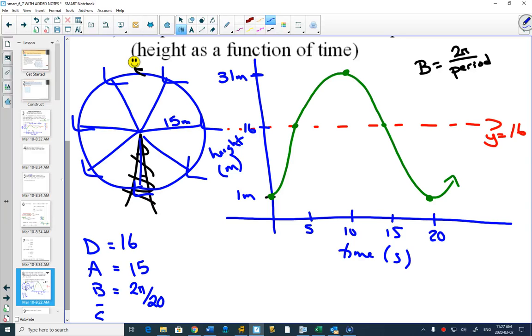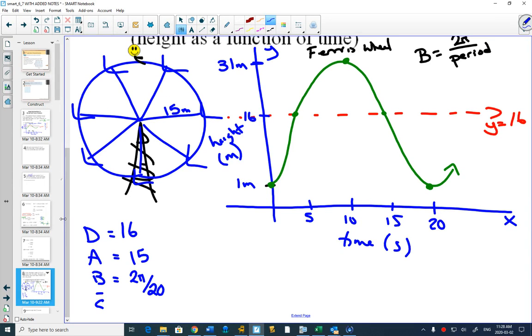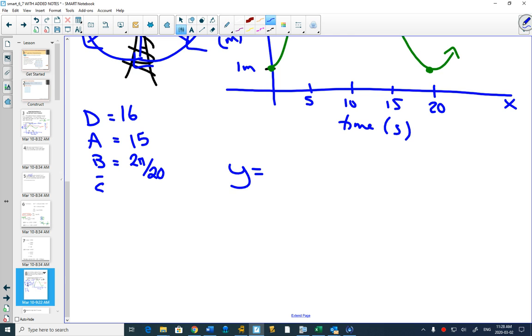So yes, our height is in meters, and let's put a title up here. Ferris wheel is a nice looking title. Label X and Y. Good. We did our labeling. Now I'm going to leave the C value, because when we write our equation, y equals, the a value doesn't matter if it's a sine or a cos. If I start with a sine graph, my b value is 2 pi over 20, bracket x, leave my c value, and my d value is plus 16.